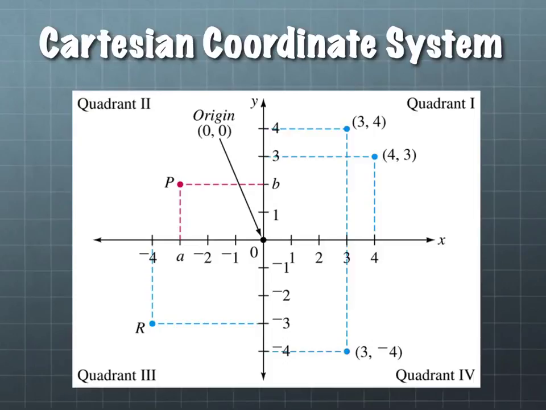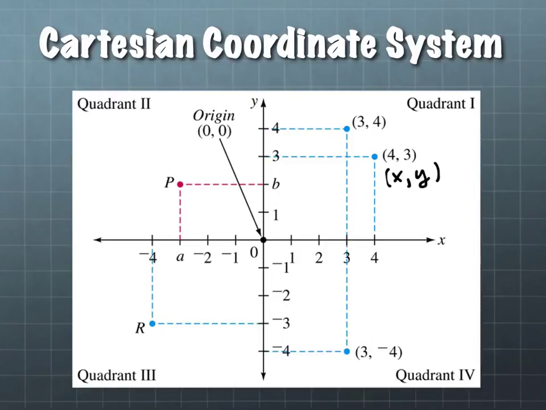The right-hand side of the graph are positive x values. The left-hand side of the graph are negative x values. The top of the graph are positive y values, and the bottom of the graph are negative y values. An ordered pair is always written with the x value first and the y value second. So this is an x value of 4 and a y value of 3. The point in the middle is called the origin, has ordered pair 0, 0.